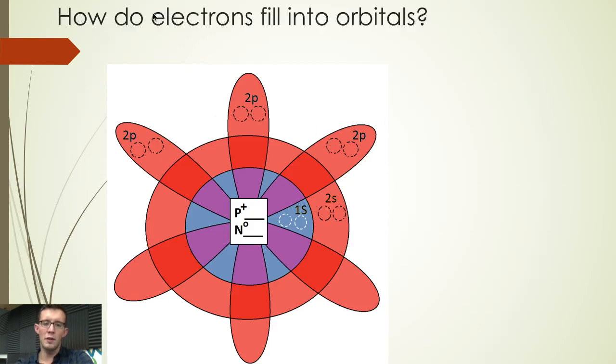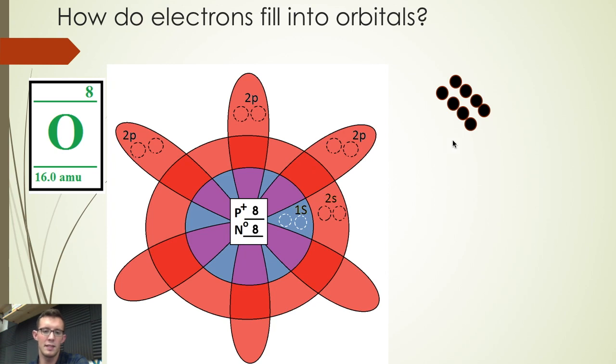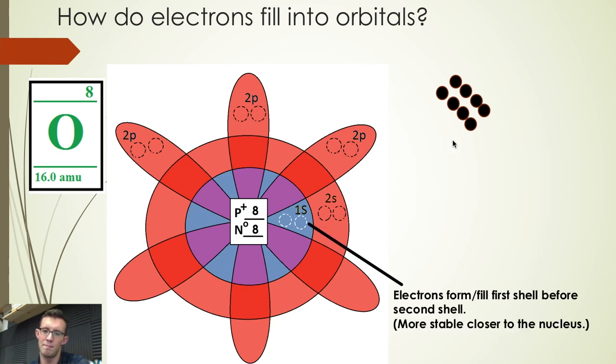Now, how would electrons fill into these orbitals? Well, take for instance oxygen, which has 8 protons and 8 neutrons. Those 8 protons will attract 8 electrons. These electrons still fill into the most stable orbital first. So they'll fill into the first shell's orbital before they fill into the second shell's orbital, because the first shell is closer to the positive protons.